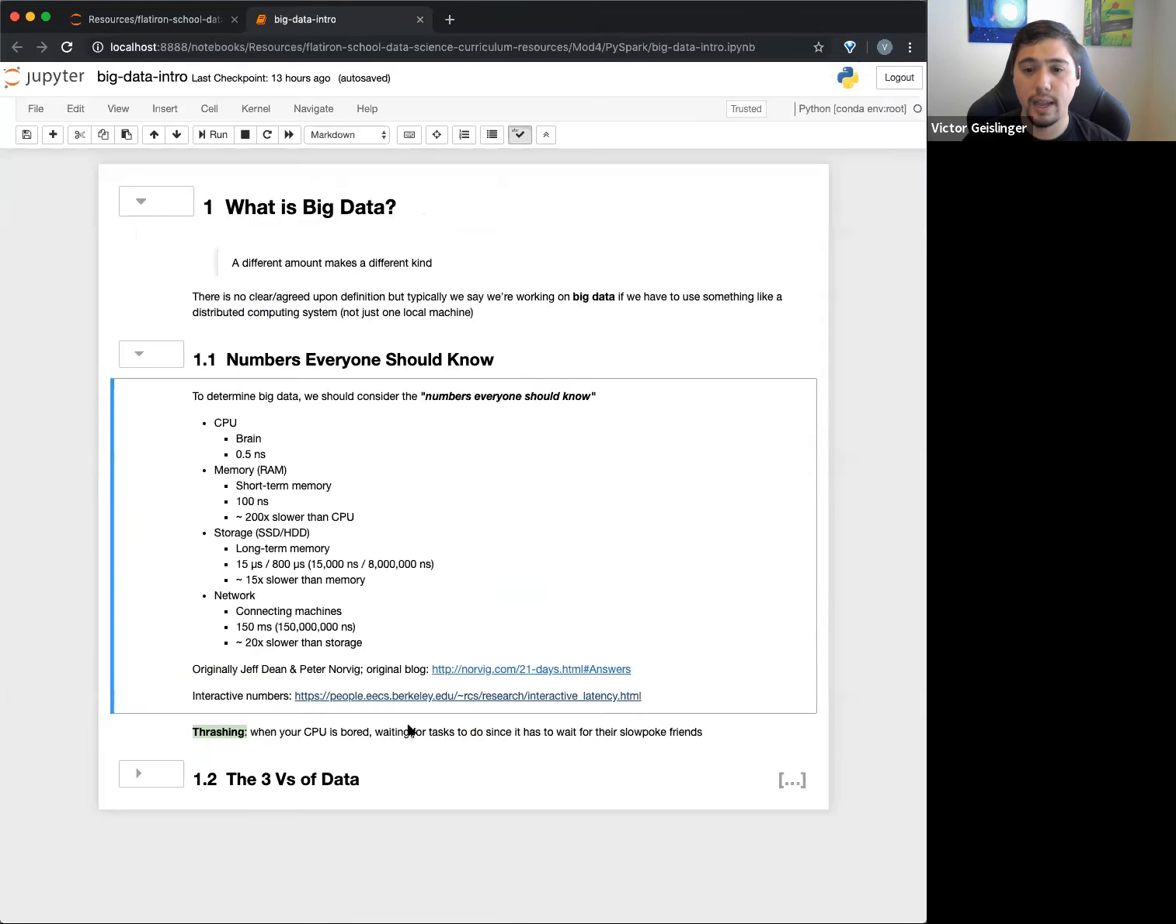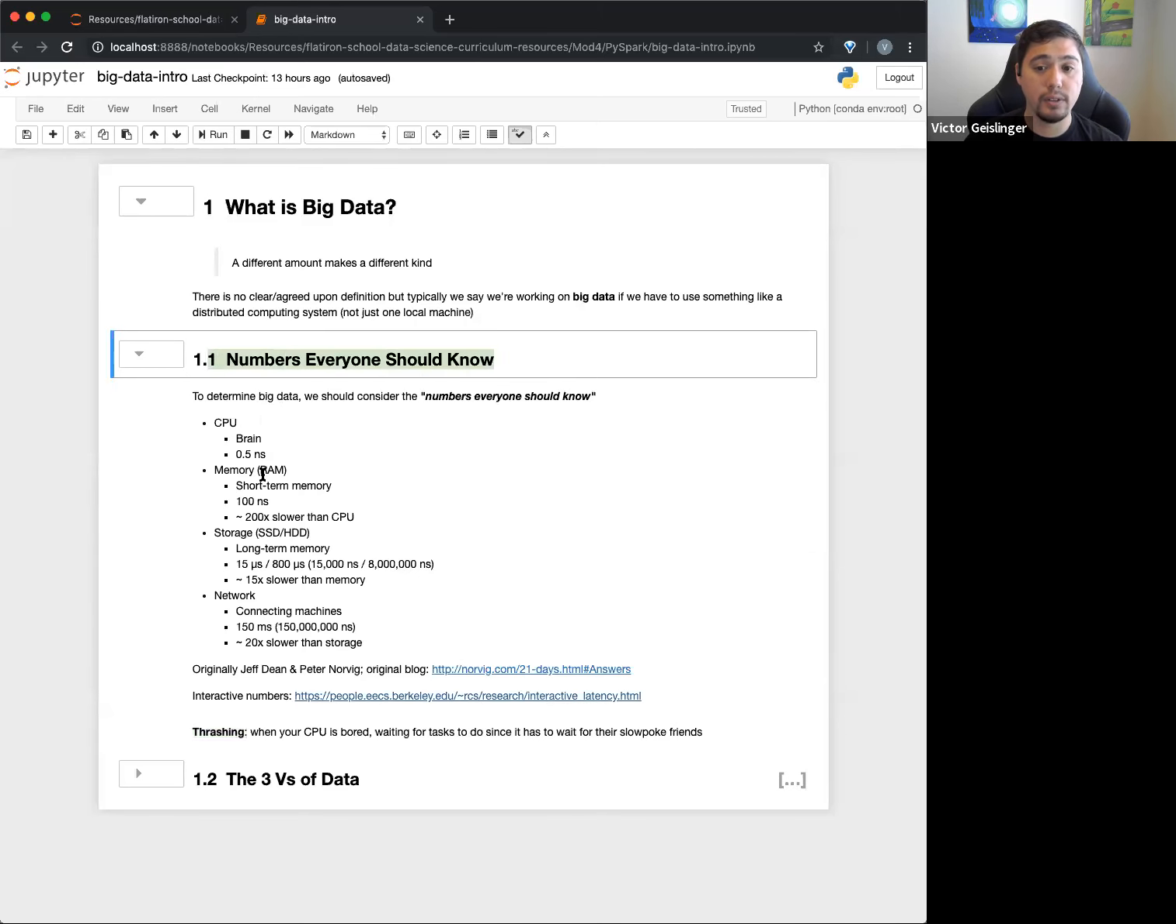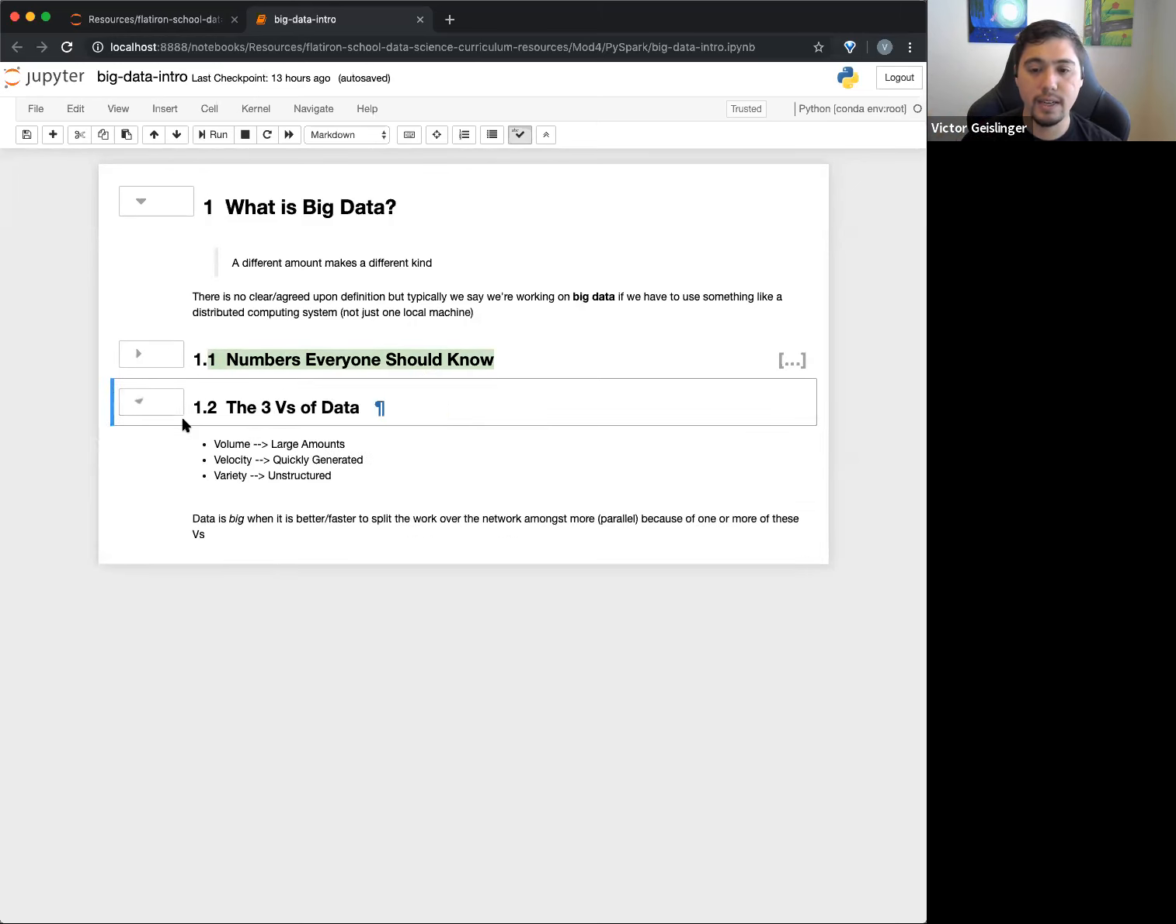Cool. Any questions on these numbers or the structure of how CPU, RAM, storage, network work? Cool. So this brings up, as I mentioned, the 3 V's of data, which comes up in the curriculum, but I'm going to bring it up to make sure you understand it. There's volume, velocity, variety, and that's how they define what big data is. Big data is big when it's one of these 3 things.